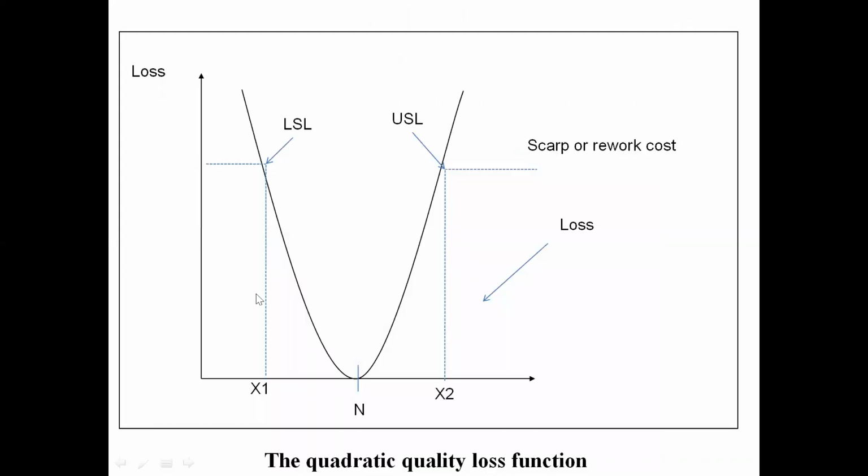So, for example, this is a graph. It is a quadratic quality loss function. This is the lower specified limit, the upper specified limit, scrap or rework. This is loss. This is x1, x2.